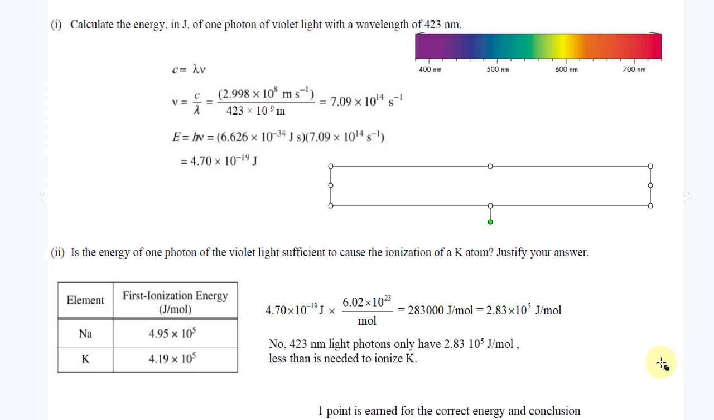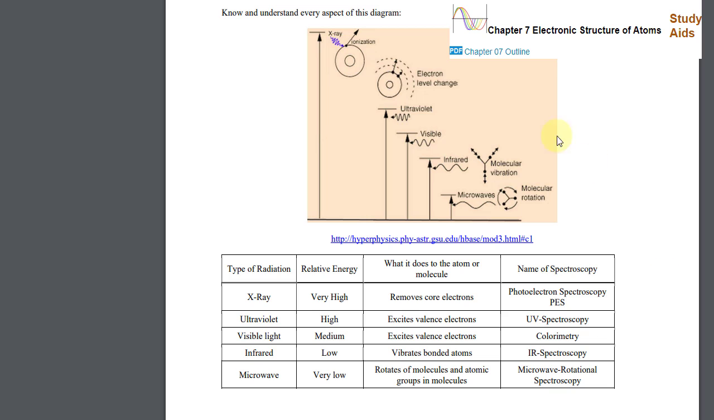1 point earned for the correct energy and the conclusion. Now let's spend a little bit more time on this because this is an important topic. And here's my outline that talked about photons and what they can do. When a photon hits an electron and it's an X-ray photon, you get ionization. So if you anticipate to ionize something, get yourself a heavy-duty photon, an X-ray, short wavelengths. That's what you've got to know.